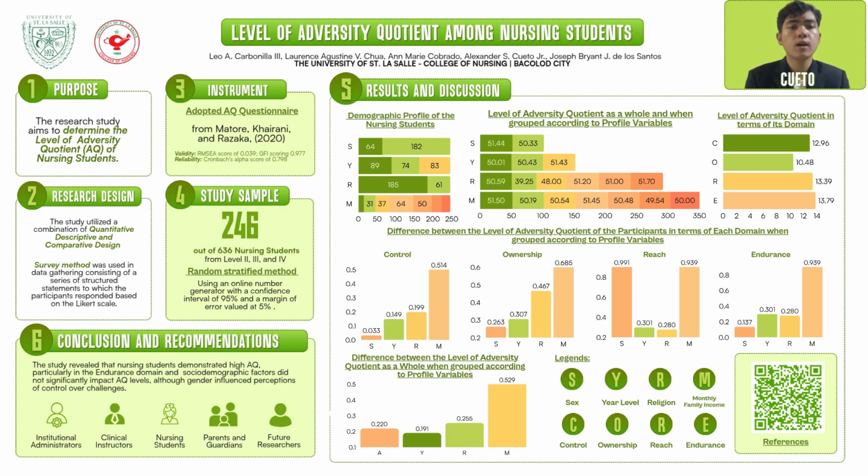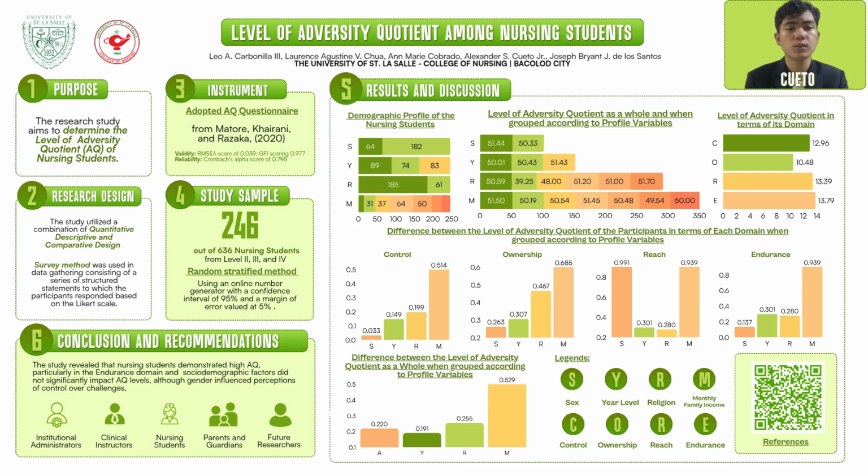For the reach domain, when participants were grouped according to sex, year level, religion, and monthly family income, the result also revealed no significant differences in their AQ levels. This indicates that the participants' ability to limit the impact of adversity to specific areas of their lives remains stable across different demographic groups, and their capacity to prevent challenges from affecting unrelated aspects of life is not influenced by their profile variables.